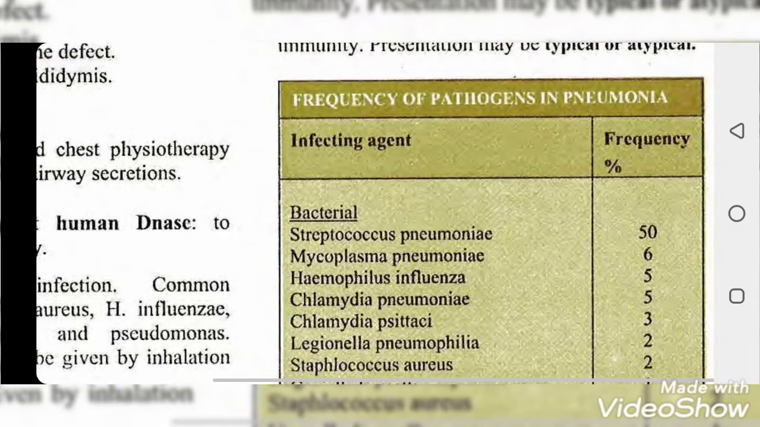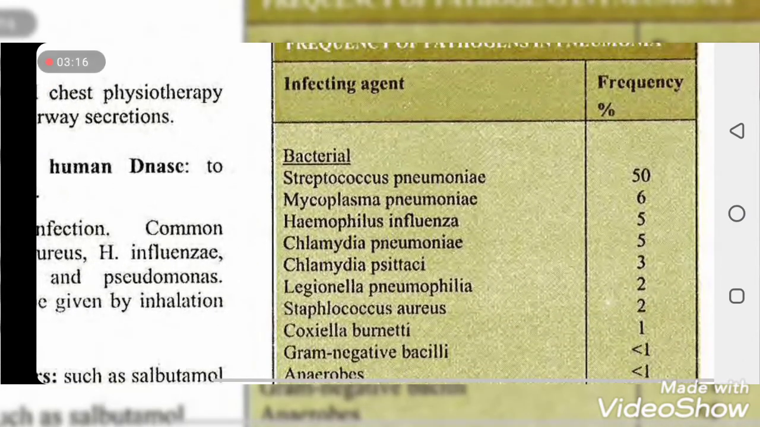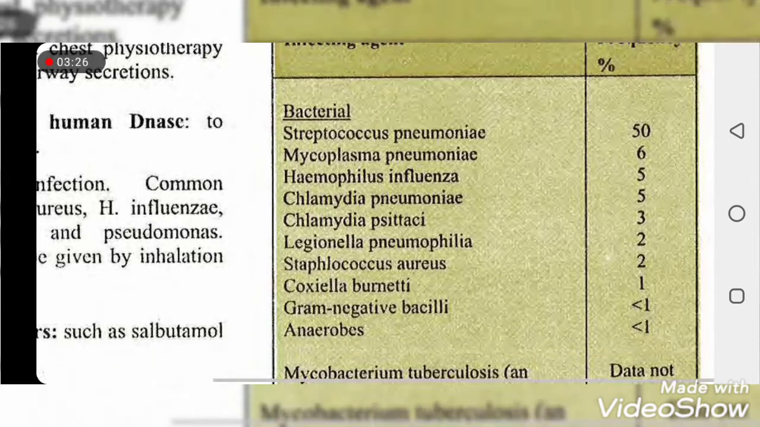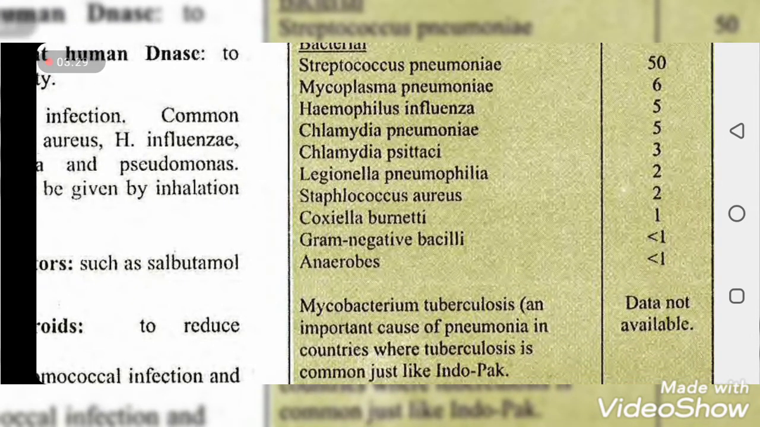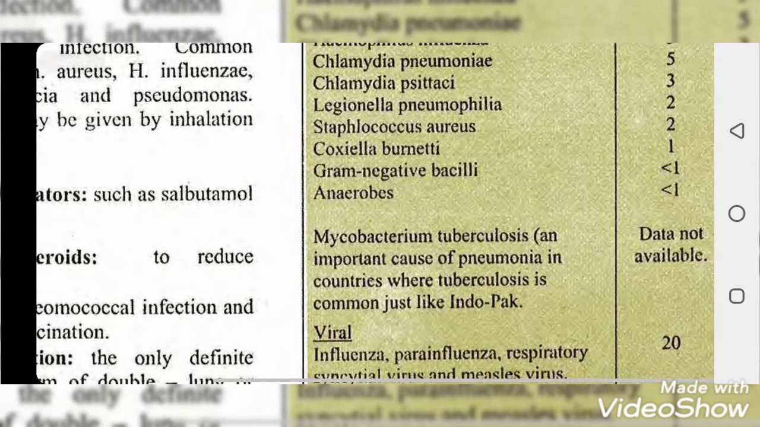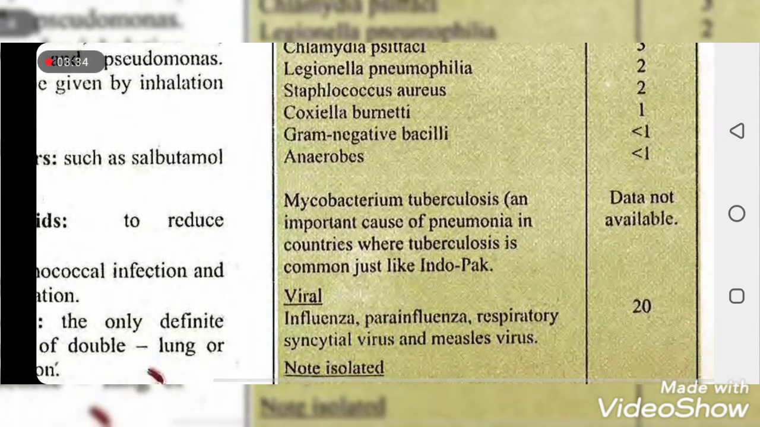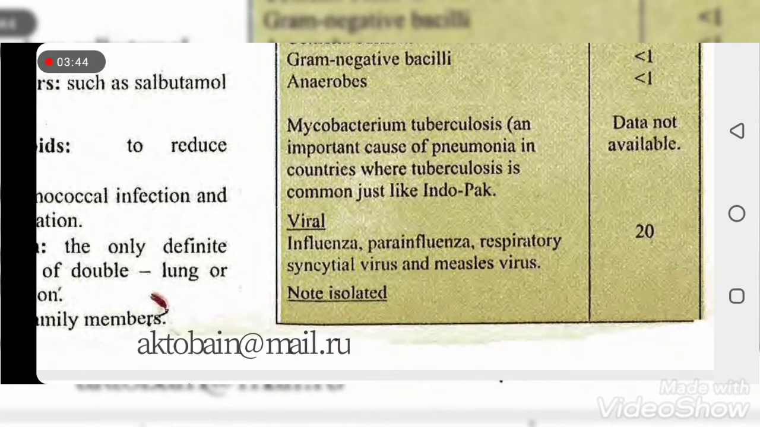For the frequency of infecting agents, 50% is Streptococcus pneumoniae, so that's the most common cause of pneumonia. Others are Mycoplasma, Haemophilus, Chlamydia, and Legionella bacteria. Mycobacterium tuberculosis is an important cause of pneumonia in countries where tuberculosis is common, like Indonesia and Pakistan. Viral causes include influenza, parainfluenza, respiratory syncytial virus, and measles virus.